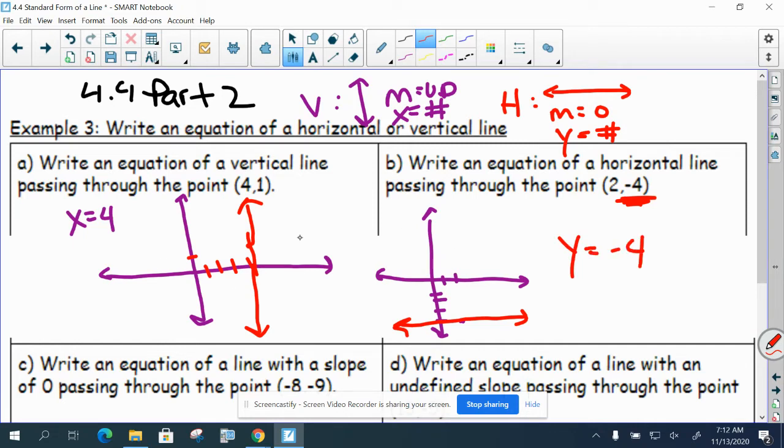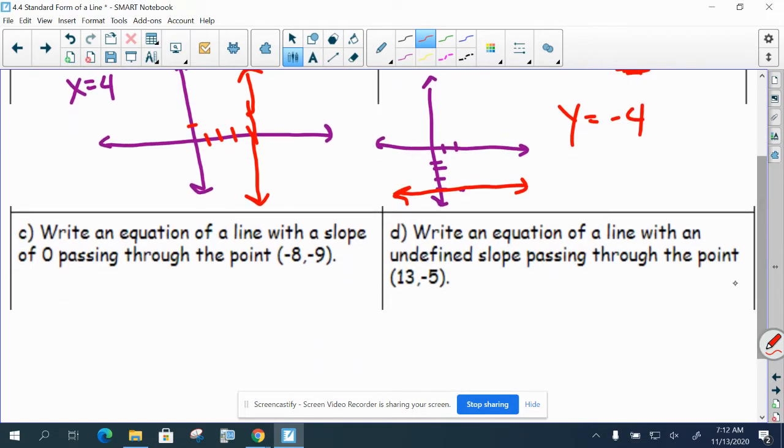So really, you don't need to draw these graphs to figure out what the equation is. You just have to remember that vertical is x equals, horizontal is y equals, and it's whatever the coordinate value is, right? So for part C, it says to write an equation of a line with a slope of 0, so that means it's a horizontal line passing through the point -8, -9. Okay, so what would the equation be? Right, horizontal is y equals, so it'd be y equals -9.